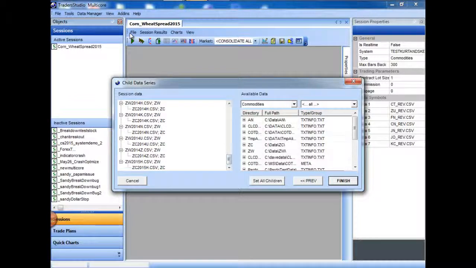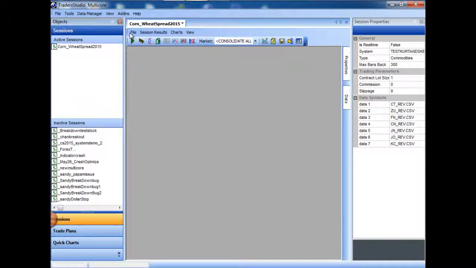So, for example, we took the H contract for corn and paired it with the H contract for wheat in 2012. And we did this for all the contracts. And we can finish. And we can save it. And we can simply now just run the contracts.